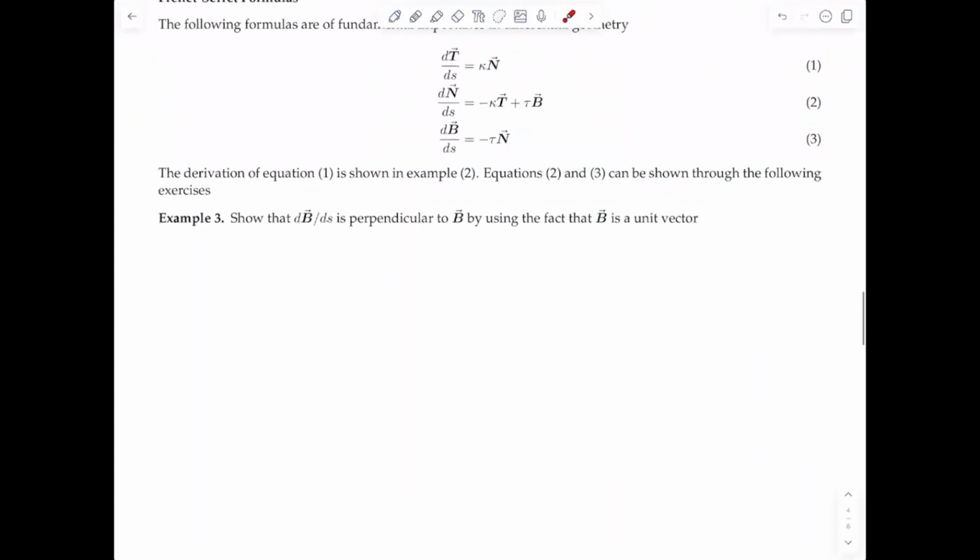So we're going down here, we're going to use the same idea. Given B is the unit vector, can you show that dB/ds is perpendicular or orthogonal to the binormal vector? All right, so since B is a unit vector, the magnitude of B is equal to 1, or the magnitude of B squared is equal to 1.